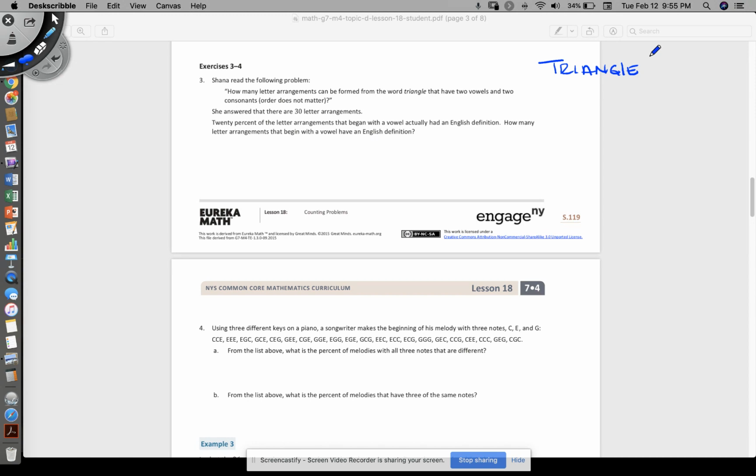There's 30 letter arrangements. 20% of the letter arrangements that began with a vowel actually had an English definition, which means it's an actual word you can find in the dictionary. How many letter arrangements that begin with a vowel had that English definition? If we're saying 20%, so what do we got there? We have 20%. She said there's 30 arrangements. So we're going to times that by the 30 arrangements. And on your calculator, if you do 0.20 times 30, you should get 6. So 6 have a definition, ones that you can actually look up in the dictionary that start with a vowel.